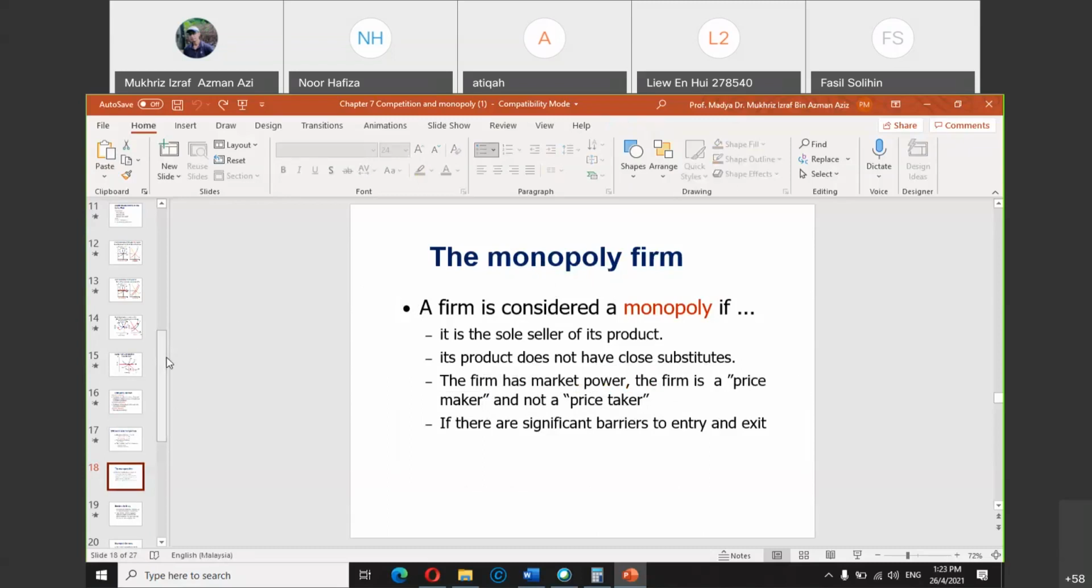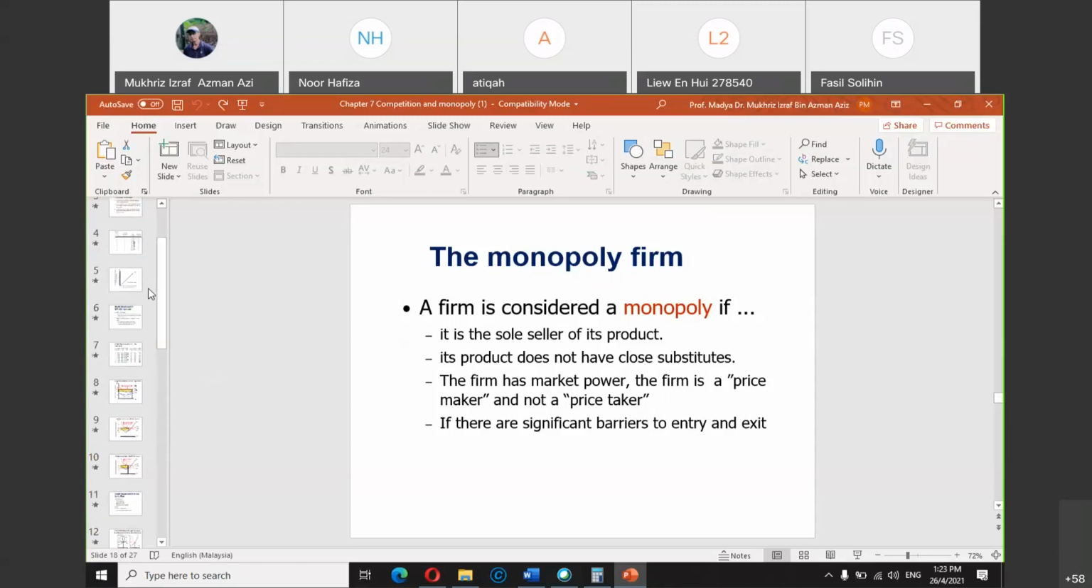So for example, maybe many years ago, Astro in Malaysia was the only provider of cable TV. Now maybe you can say that there is Astro and maybe Unifi, under TM. But still under cable TV, Astro is still considered the monopoly. So they can charge whatever price they want, because there is no close substitute.